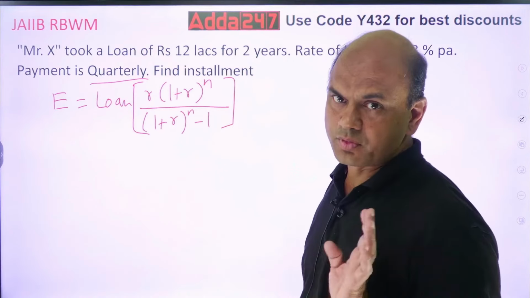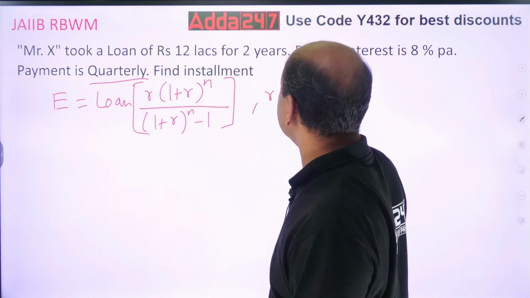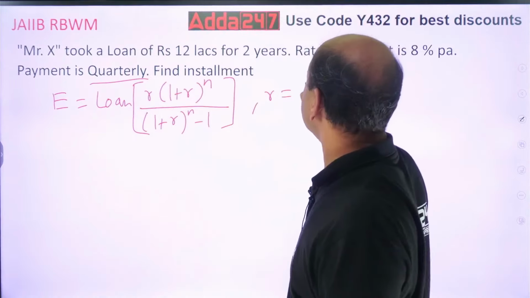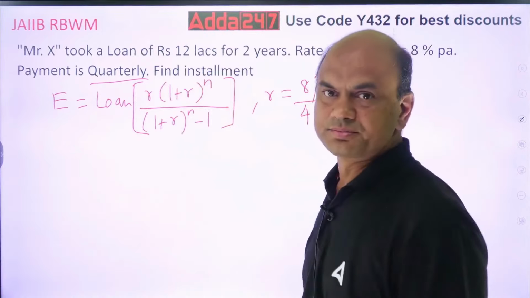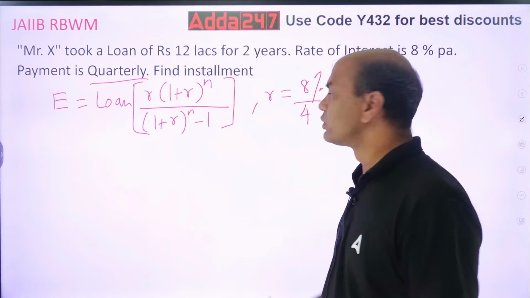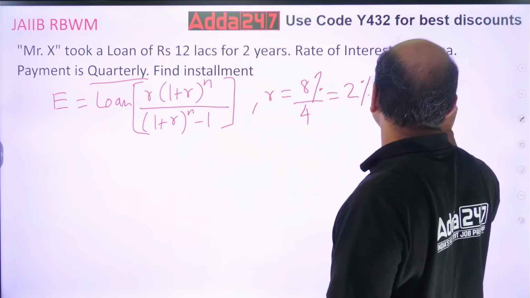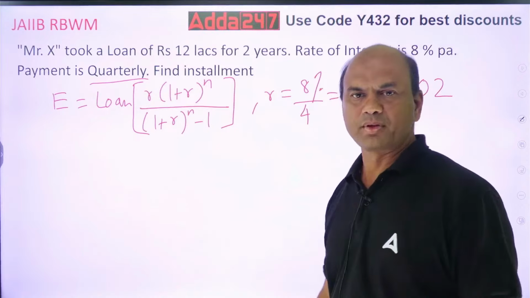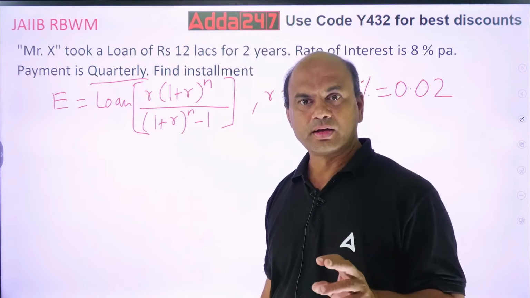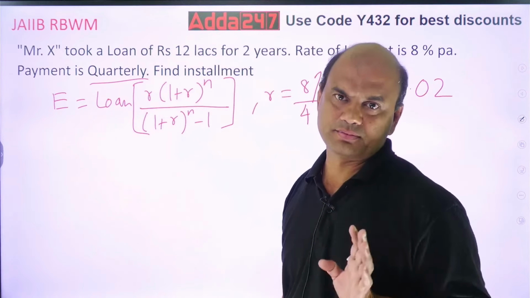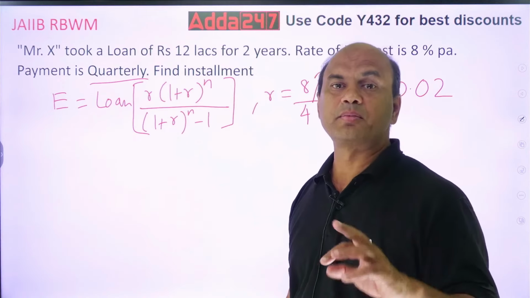Now here what you have to focus on is, you have to pay quarterly. So your R will be 8% divided by 4, quarterly. So R will be equal to 2%, or you can write it 0.02. Similarly, N: whatever number you divide to R, same number you will multiply to N. Keep this in mind.